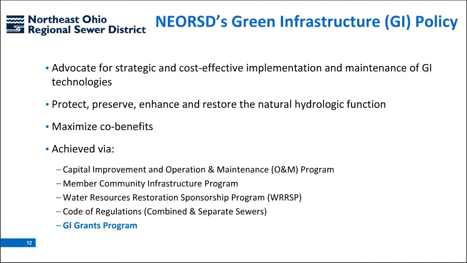stormwater. And we certainly try to maximize any co-benefits that can be achieved anytime we do our own projects, to make sure that they enhance the communities that we place our projects within. Now, this is all achieved through 5 key program areas. Our capital improvement and operation and maintenance program, which is the bulk of our work.